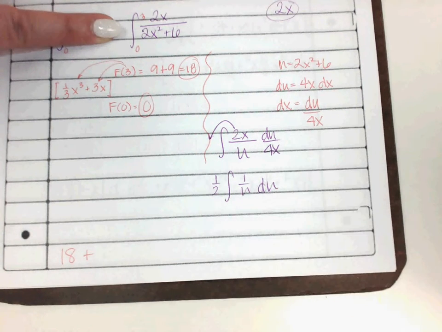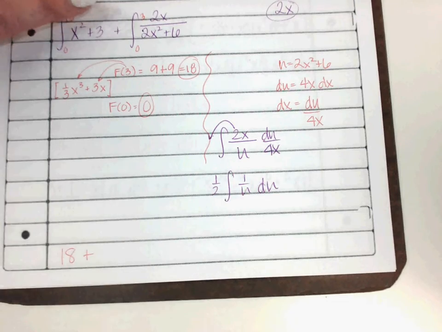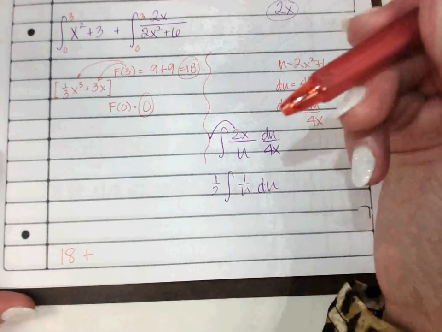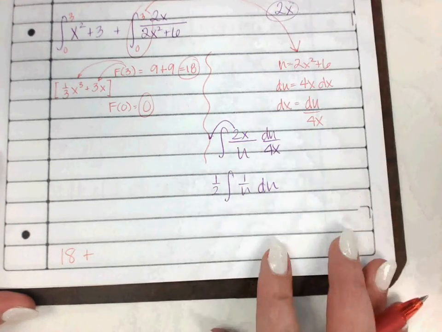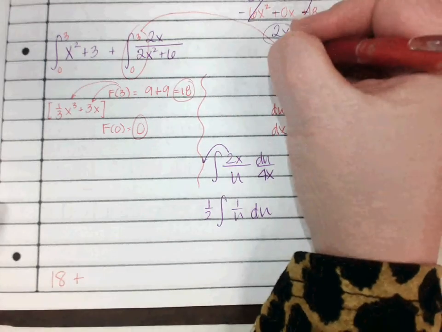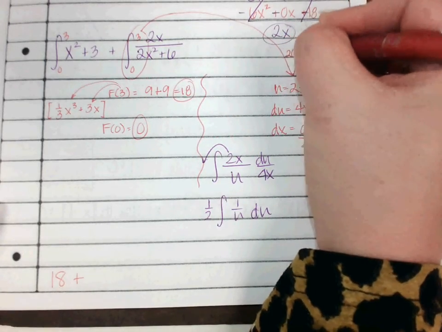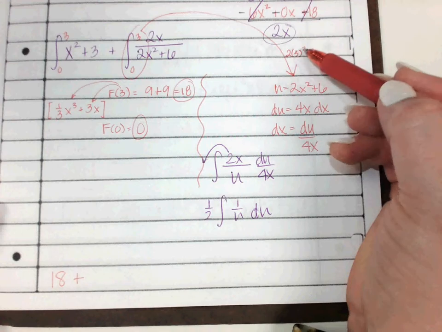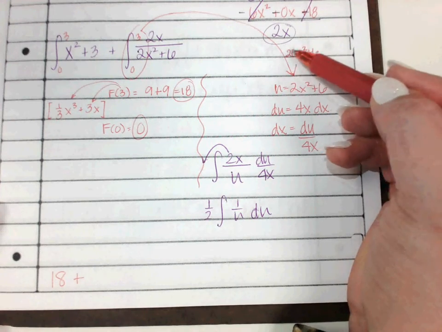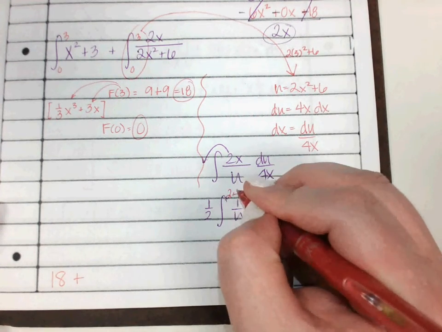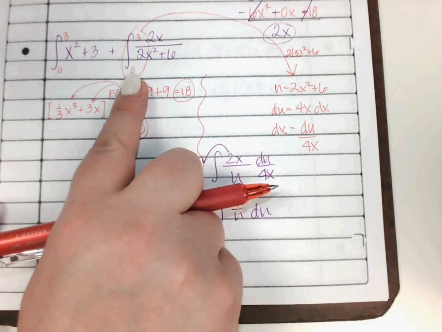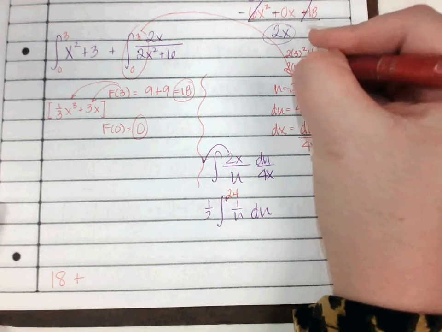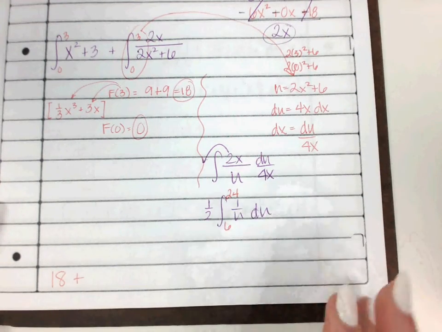Then what do I do? Change the endpoints. I'll do the ln next, but I'm going to change my endpoints first. So I used to have a 3 and a 0, but I'm plugging them in now here. So if I have 2 times 3 squared plus 6, 3 squared is 9. 9 times 2 is 18. What's 18 plus 6? 24 on top. Next I'm plugging in a 0. 2 times 0 squared is 0, plus 6 is 6.